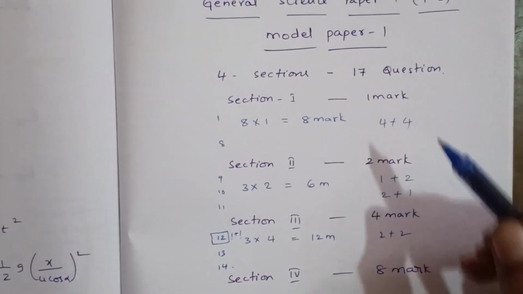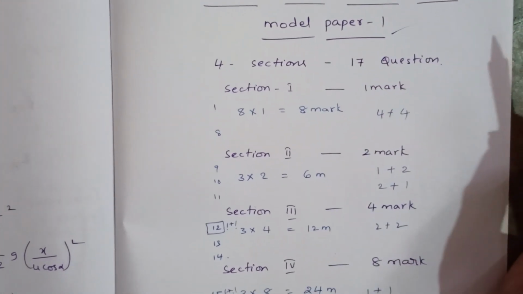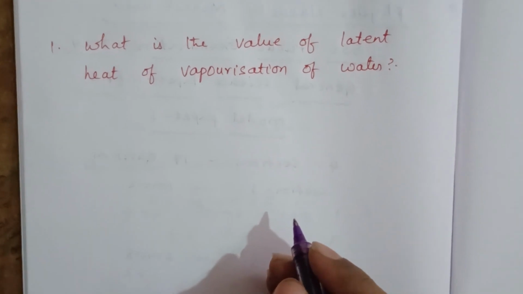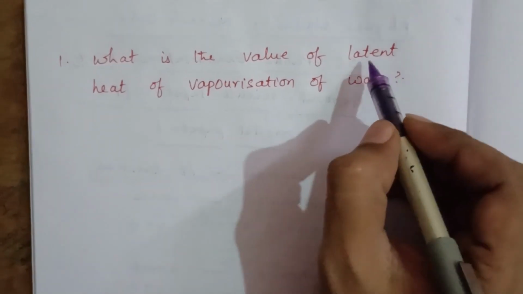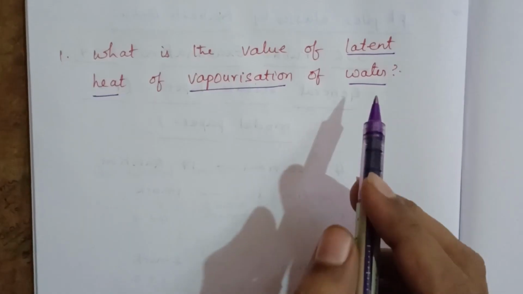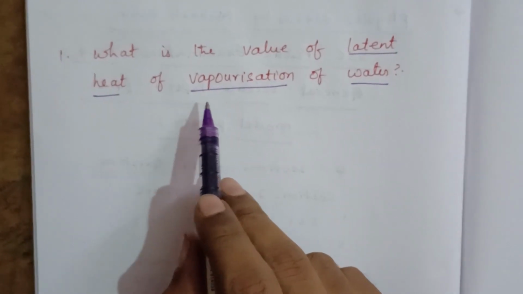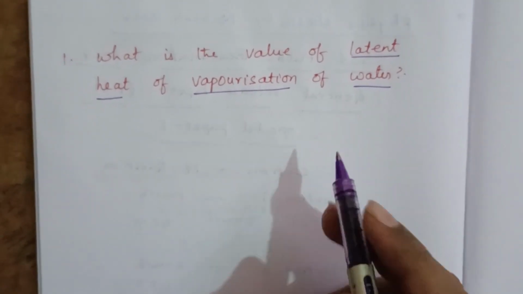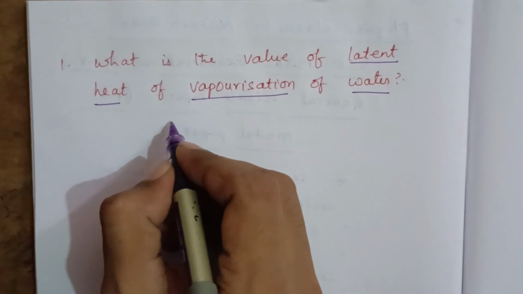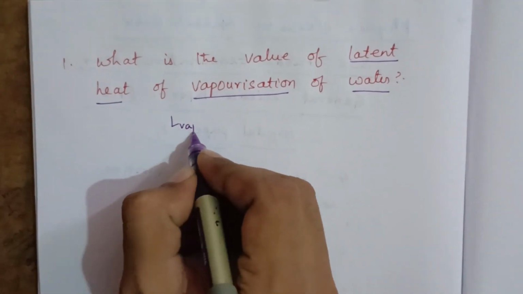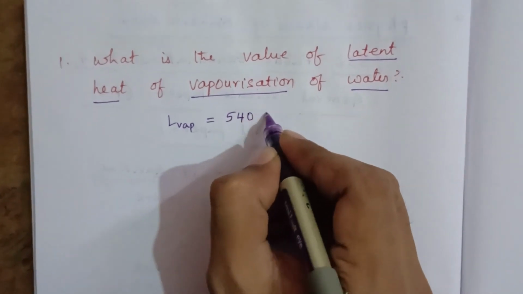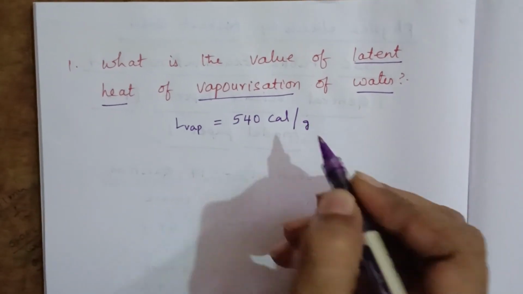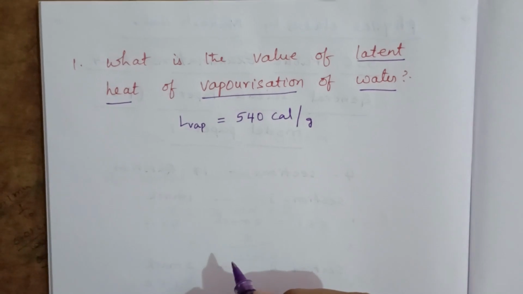Based on this I have prepared one model paper, we'll discuss it now. The first question is: what is the value of latent heat of vaporization of water? The latent heat of vaporization of water is 540 calorie per gram.